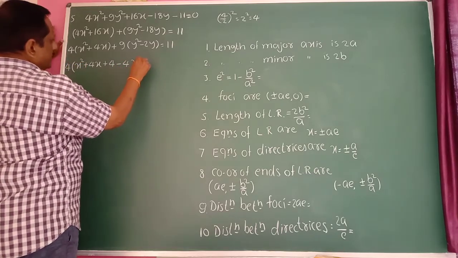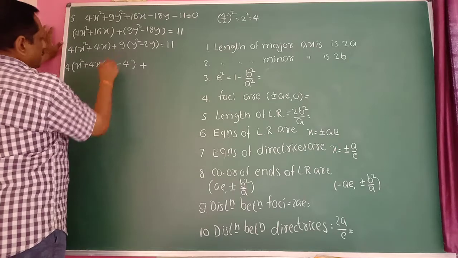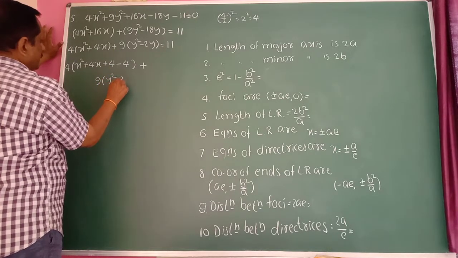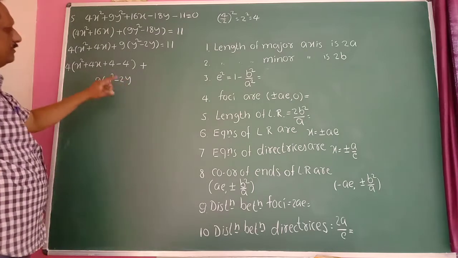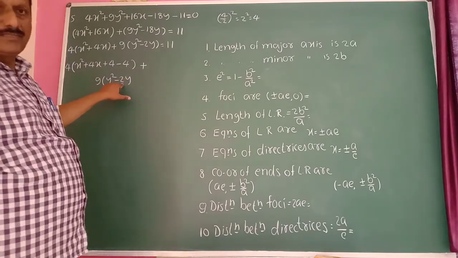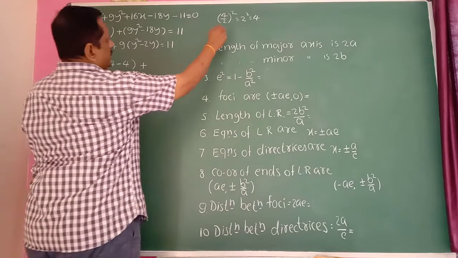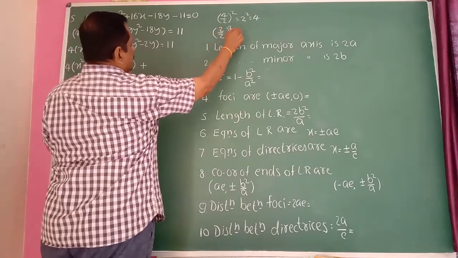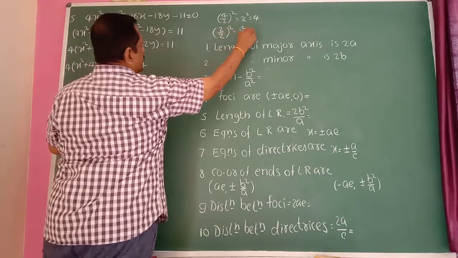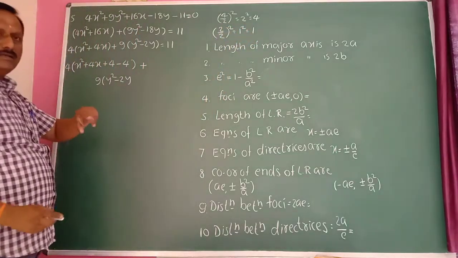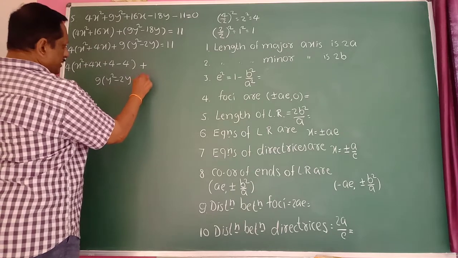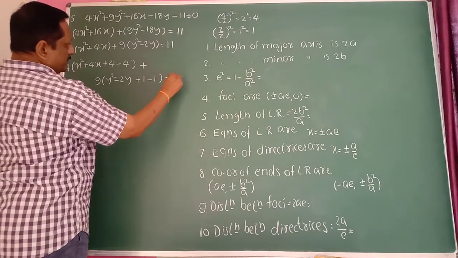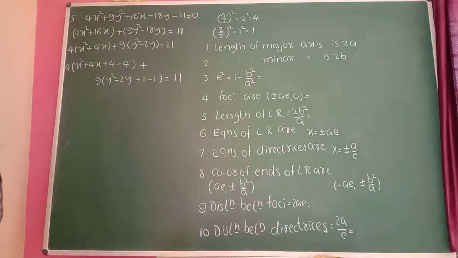Then write plus 9 into y square minus 2y. The y coefficient is 2 here. Make it half, which means divided by 2, and take the square of that number. 2 cancels 1, 1 square is 1. Adding 1 and subtracting 1 here, so it is equal to 11.